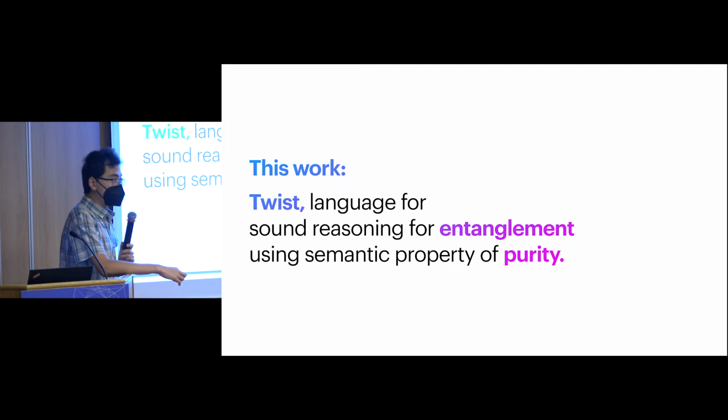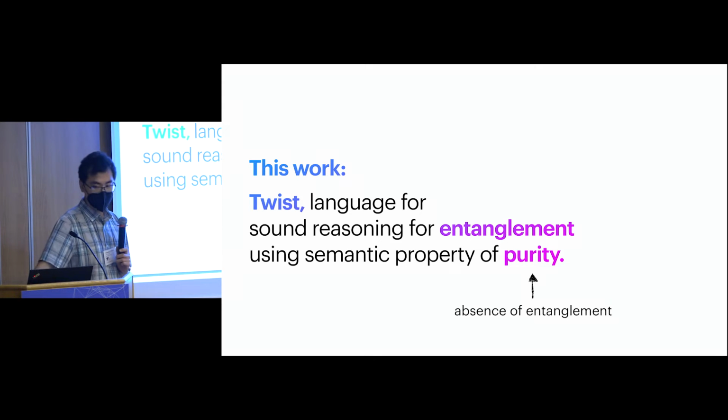The solution we propose in this work is a language called Twist, which provides the first set of semantics for sound reasoning about entanglement using a semantic property we developed called purity. In a nutshell, this purity property simply asserts the absence of entanglement. And we'll see that the ability to actually quantify purity and check for its presence is going to be critical to reasoning about entanglement.